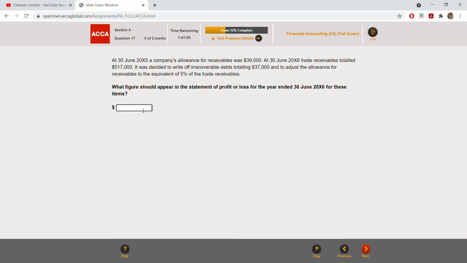Next. At 30th June 2005, a company's allowance for receivable was, so basically this is talking about what figure should appear in the statement of profit or loss for this item. In the statement of profit or loss, company's allowance for receivable was this one. 30th June 2006, that means after a year, trade receivable total was this much. It was decided to write off irrecoverable debt totaling this one and to adjust allowance for receivable to be equivalent to 5% of the trade receivable. They are talking about provision for debts, provision for doubtful debts and all. How do you do this?